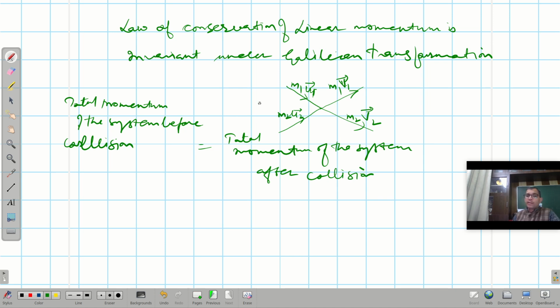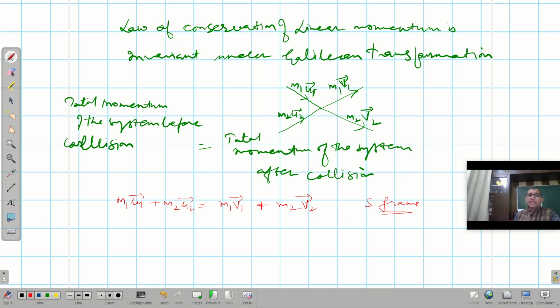But this is the case when things are observed from the stationary frame of reference. So I can say that m1 u1 plus m2 u2 is equal to m1 v1 plus m2 v2. These are the situations when they are seen from the S frame.